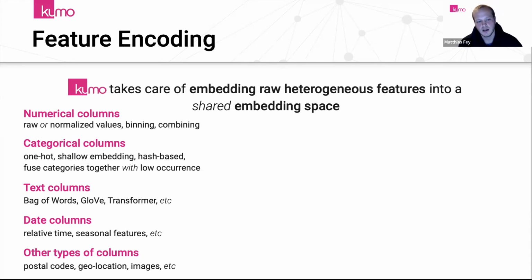Text columns are a pretty heavy beast. So you could think about encoding titles and so on as a bag of words of features using GloVe embeddings and so on. But if you're thinking more about columns that actually contain descriptions of products and so on, then a transformer might be more useful.